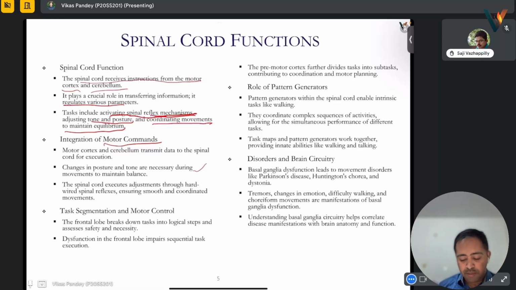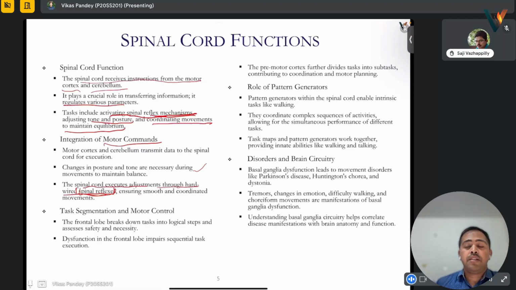And so the spinal cord executes adjustments through hardwired spinal reflexes. When I am moving something, one movement will have some reflex action over other muscles, and this is done by the spinal reflexes, ensuring very smooth and coordinated movement. Okay, you try to keep your body stiff and just try to move one thing; whatever you do, you will see there are some reflexes associated, and other parts of the body will also show some movement. That is through the spinal reflexes to maintain the body posture.